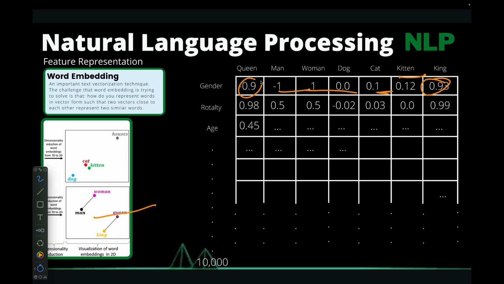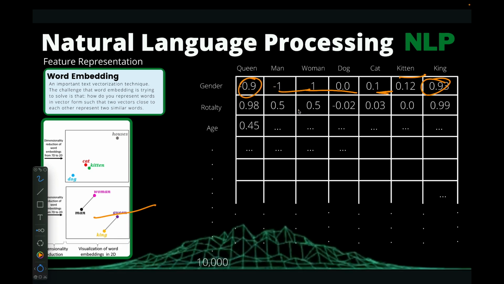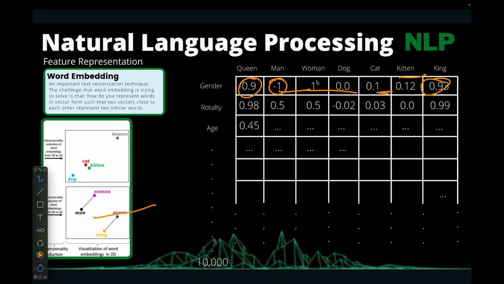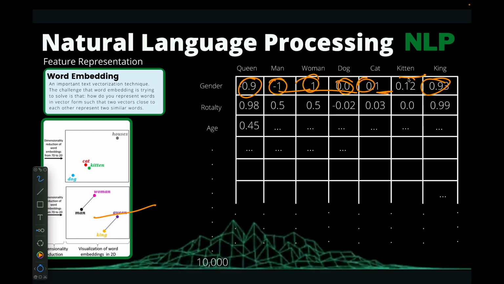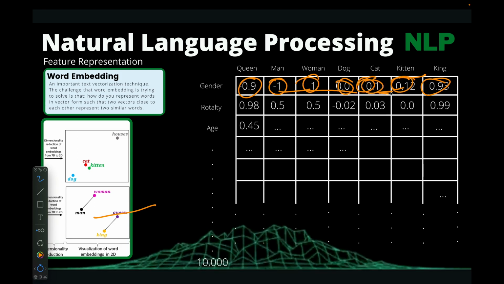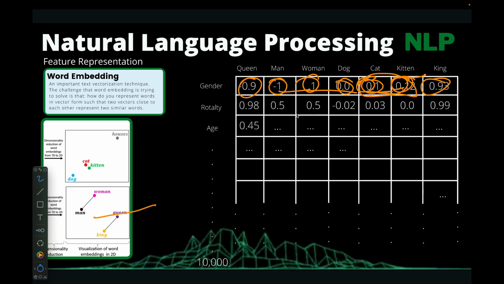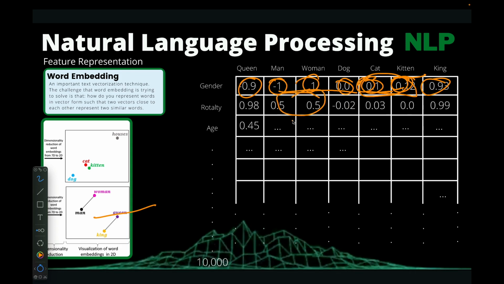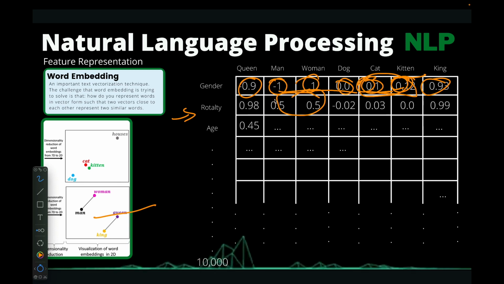For instance, king and then queen will have embeddings that are similar to each other. Man and then woman, something like that. Dog and then cat, and maybe kitten. Cat and then kitten will have metrics that are similar to each other. Man, woman, something like that, based on some sort of a feature. So we saw these kinds of things.